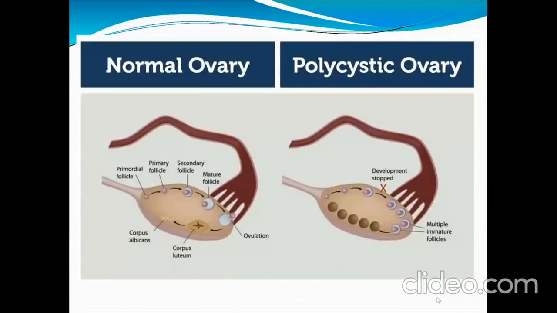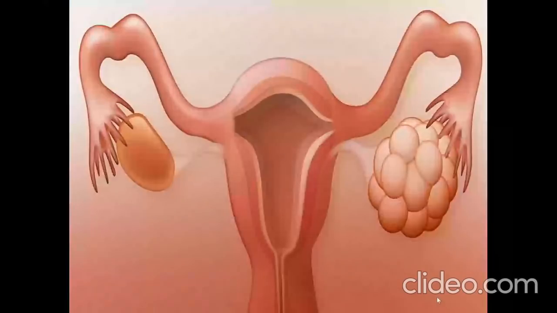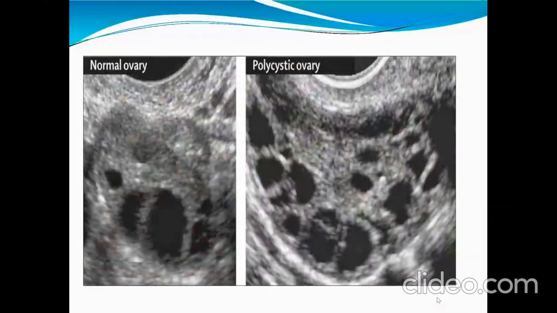Here is a photo for you to understand the difference between normal ovary and polycystic ovary. As we can see, the polycystic ovary is having multiple immature follicles. Here is another photo to give you an idea between a normal ovary, which is shown on the left here, and the polycystic ovary, which is shown on the right. Another picture showing ultrasound picture of the polycystic ovary versus that of a normal ovary.